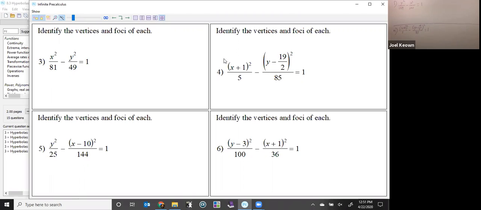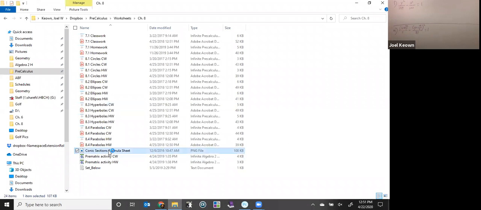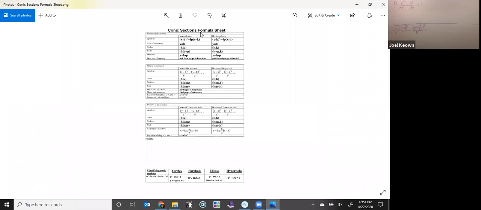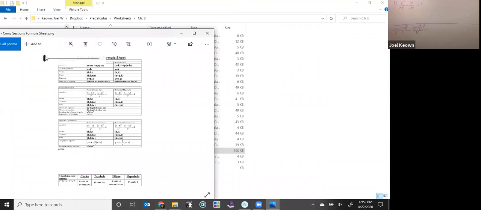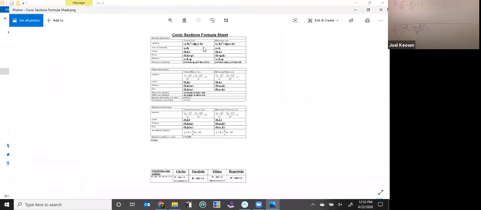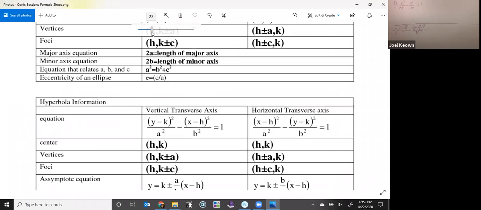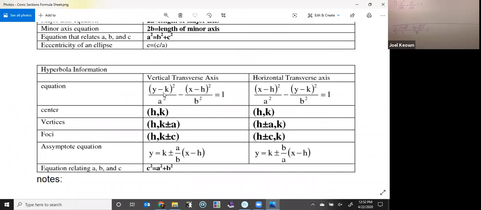The other thing is that with ellipses, we always wrote the x term first. For hyperbola, sometimes the x comes first, sometimes the y comes first. And we'll talk about why that is. Let me pull up my formula sheet. So for hyperbola, the y sometimes comes first.